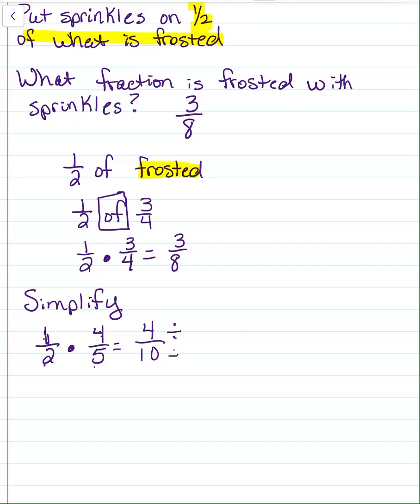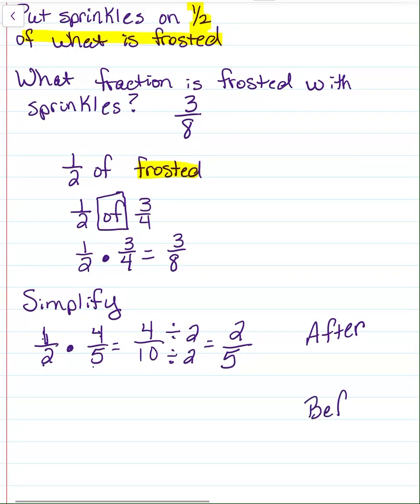Hopefully you can see that that needs to be simplified. We can simplify it by 2. So 4 divided by 2 is 2, and 10 divided by 2 is 5. So when we simplify it, we get 2/5. And we simplified after we multiplied. But there's a way that we can simplify before we multiply.